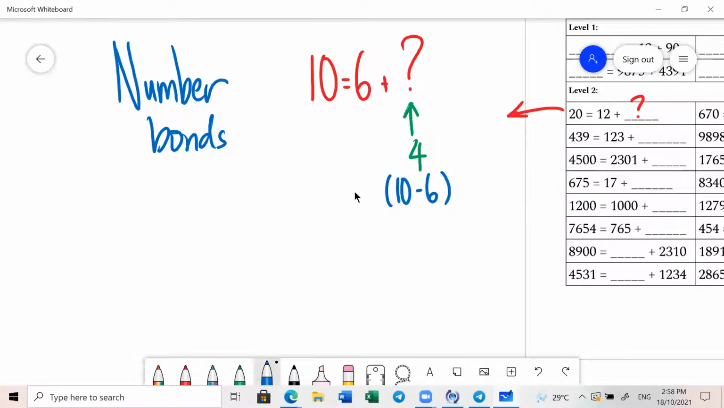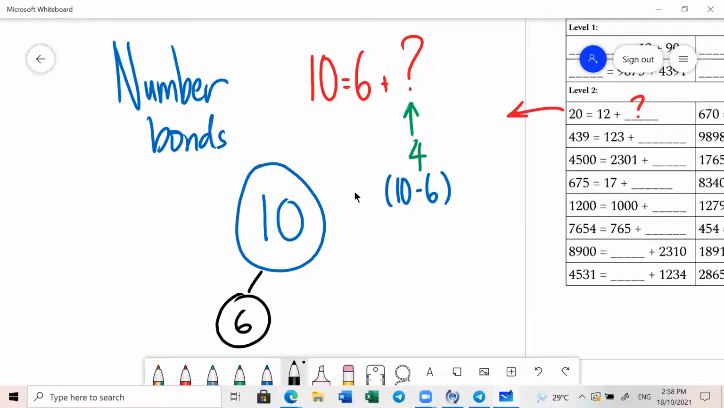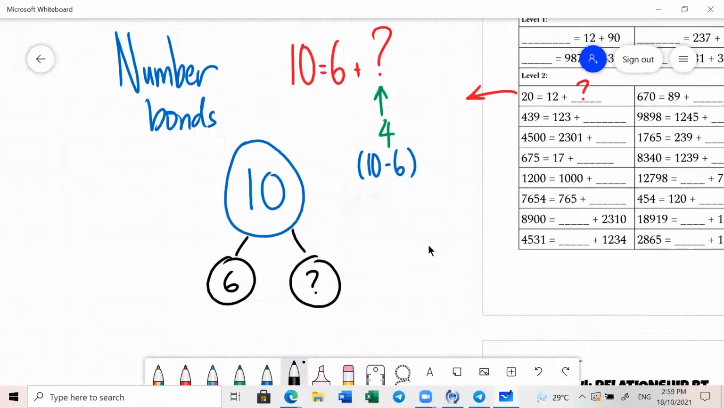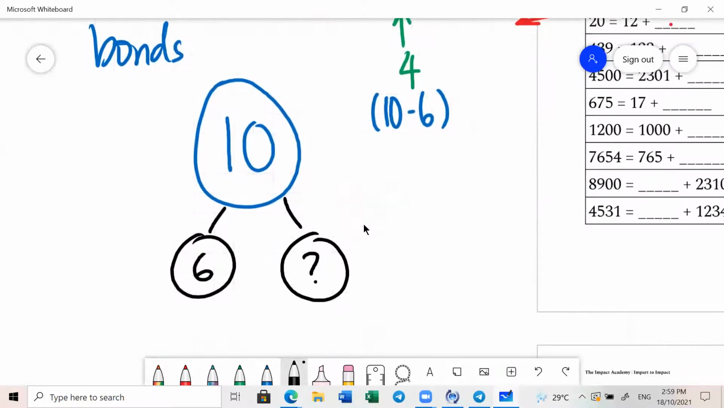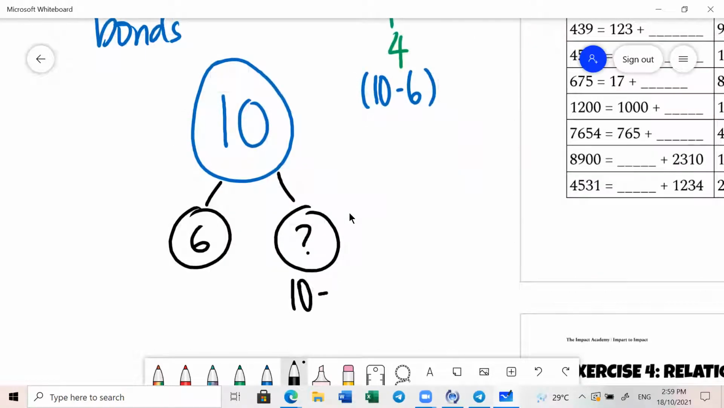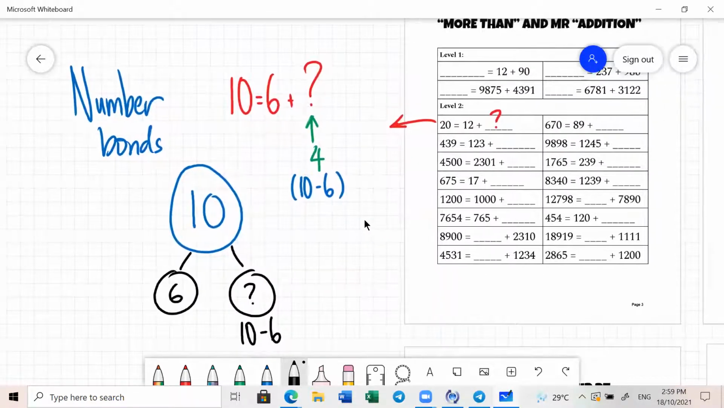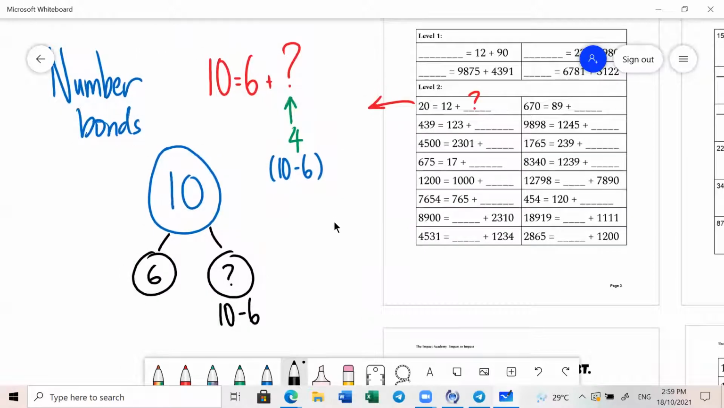Now, if you remember number bonds, it's something that you have learned in primary 1. In a number bond, 10 is on top. And then when I branch it out, the second bubble is 6. The third bubble would be a question mark. So when you look at this number bond, or some of you call it a number bubble, you will realize that to find the question mark, I just have to do 10 minus 6. I believe that's what you have learned in primary 1. So in order to find something like that, something similar to this question, you will always have to minus.